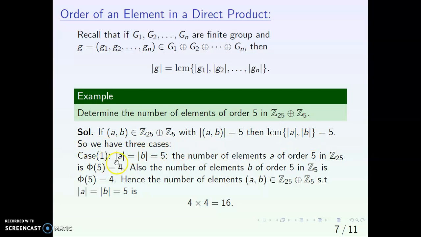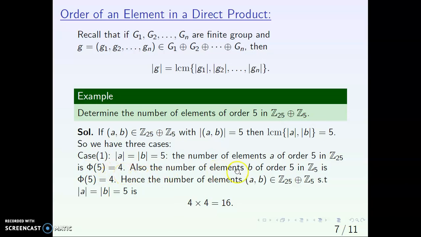Case 1, order a equals order b equals 5. Now, the number of elements a of order 5 in Z25 is phi of 5, according to the last theorem. And this equals 4.